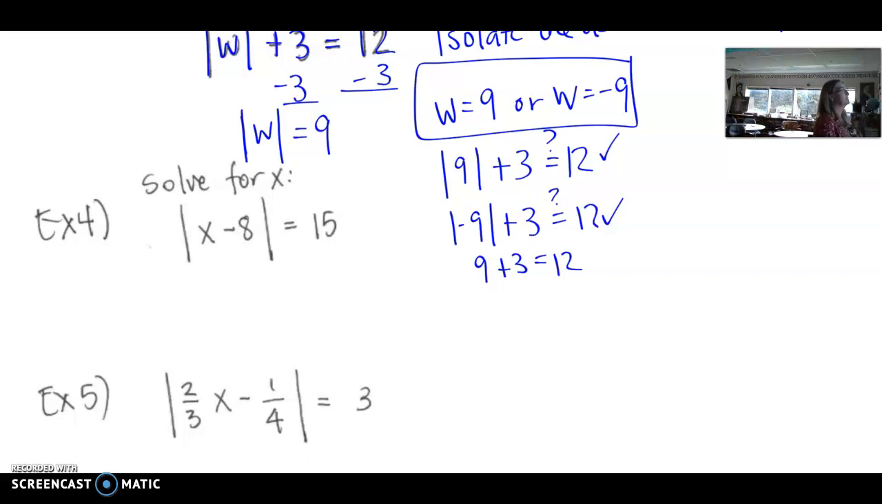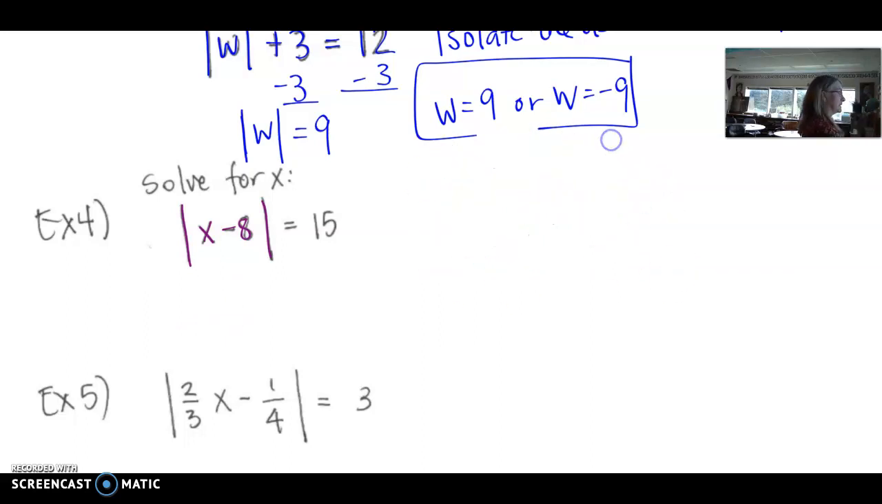Okay, so for this next one, the absolute value is already isolated. We have the absolute value of x minus 8 on one side by itself equals 15. So instead of just a single value in there, we have a whole expression inside the absolute value bars. So what we're going to do, we're going to have two cases.